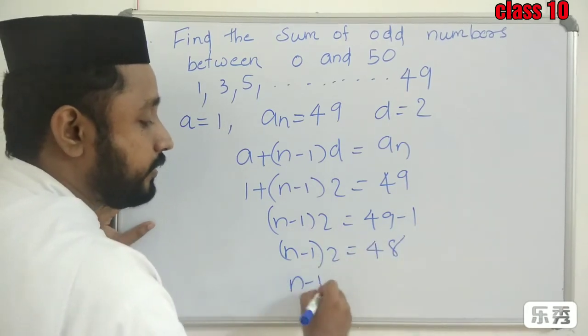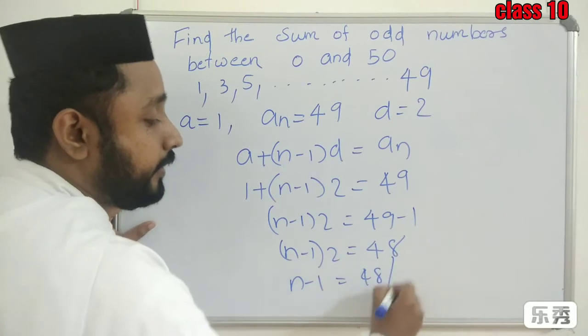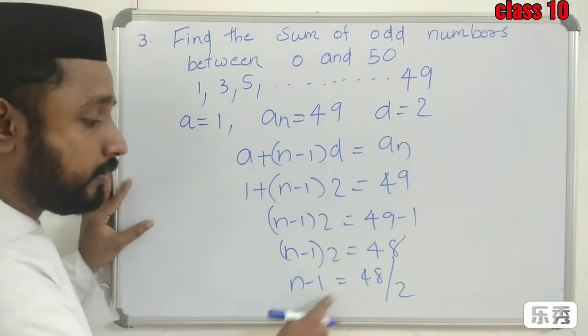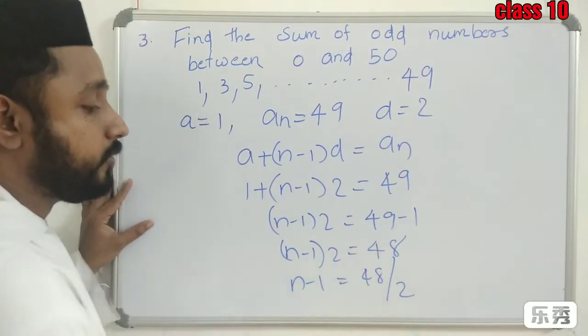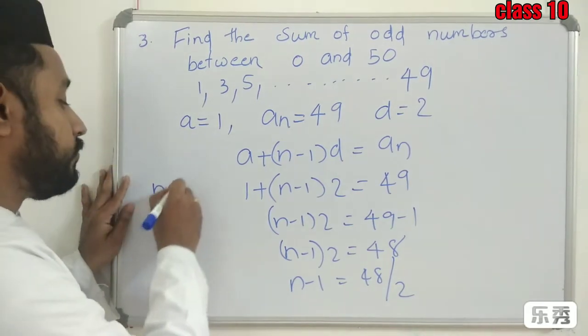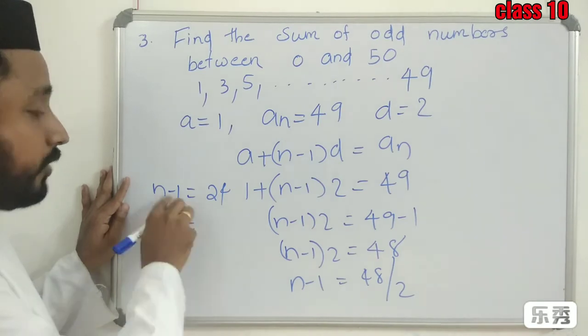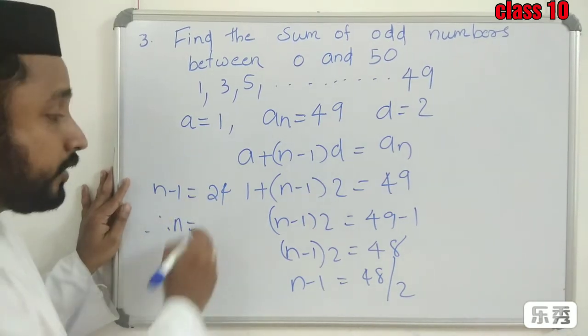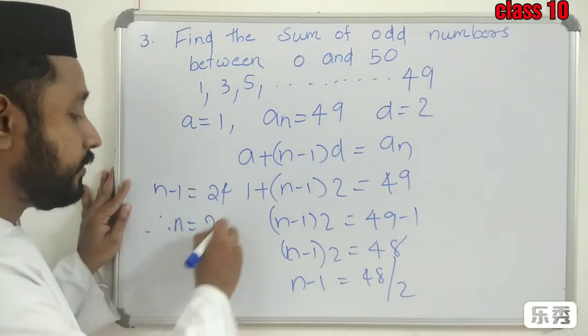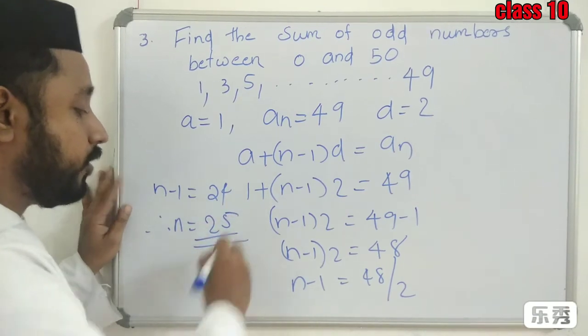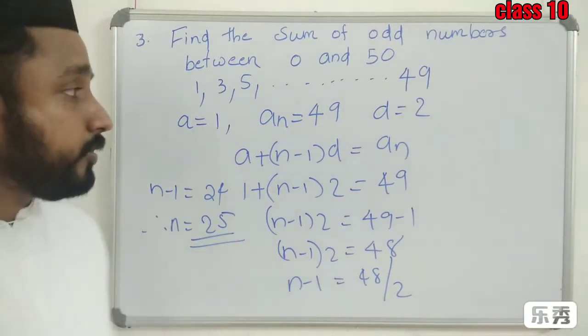n minus 1 is equal to 48 by 2. That is n minus 1 is equal to 24. Therefore, n is equal to 24 plus 1, as minus 1 goes to the right-hand side. That is n is equal to 25. So we got the value n is equal to 25.